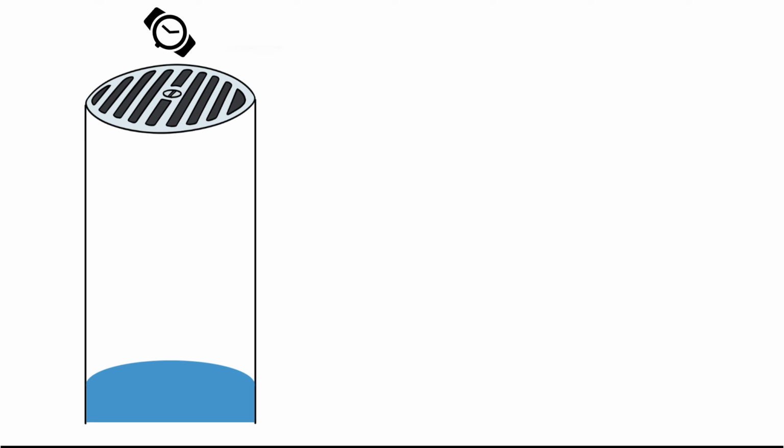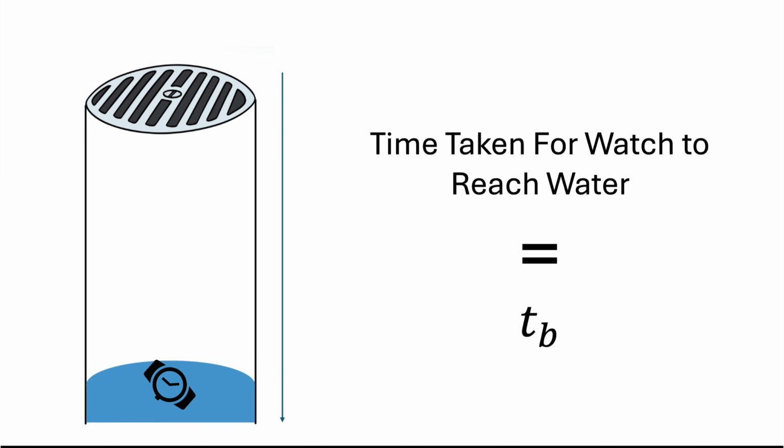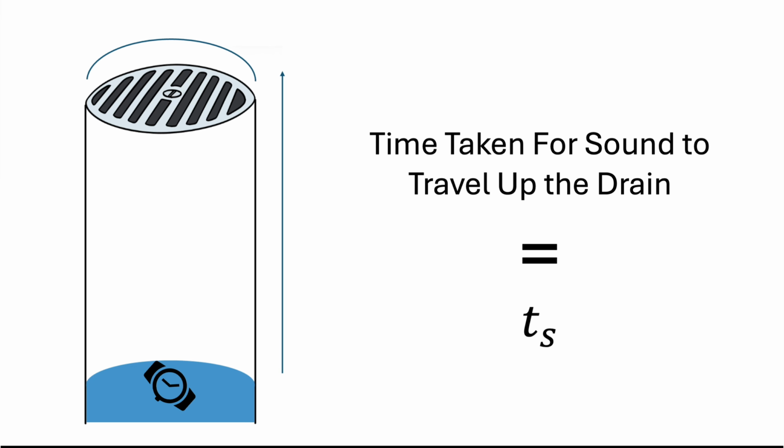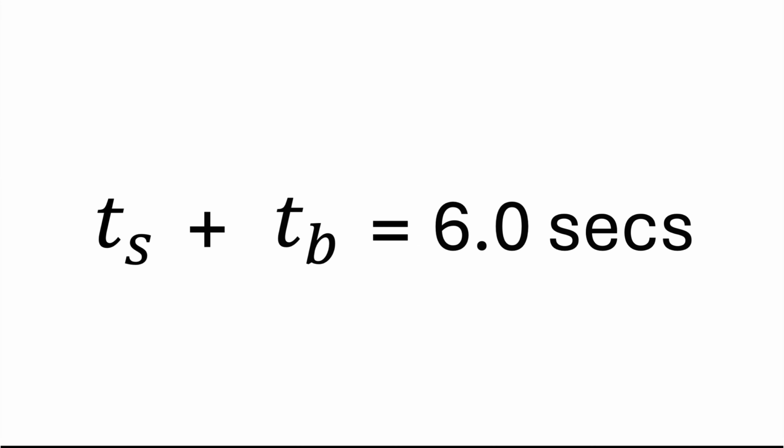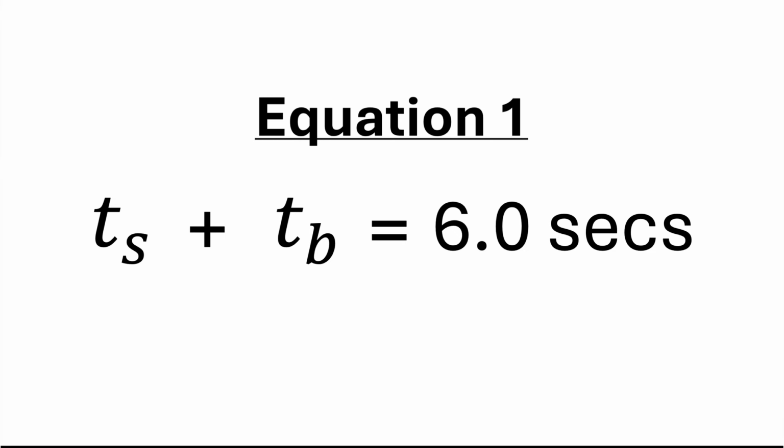Let the time taken for the watch to hit the floor equal TB. Also, let the time taken for the sound of the splash to travel up the drain equal TS. For the purposes of these calculations, the speed of sound is 340 meters per second. As Peppa counted to 6 before she heard the noise of the stone hitting the water, the sum of TS and TB would be 6 seconds. This is now labelled equation 1.